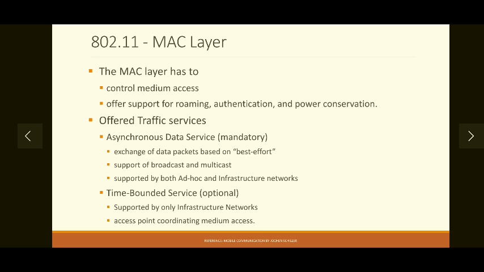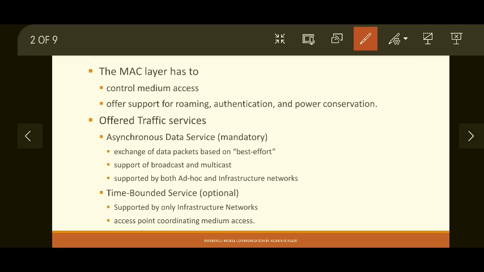So this MAC layer offers two types of services. The first one is a mandatory one that should be implemented by every entity inside a wireless LAN, called the asynchronous data service. As the name suggests, what's the meaning of asynchronous? It does not have any time binding or time restrictions on it. That means exchange of data packets is based on best effort. So the first property of asynchronous data transfer is exchange of data packets based on best effort.